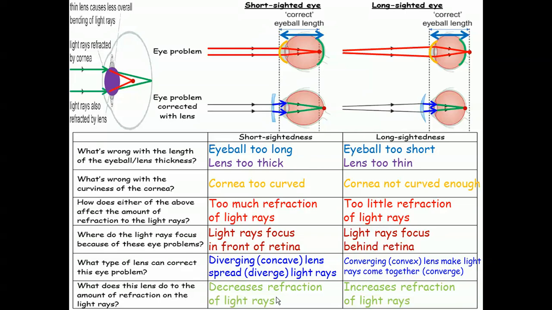And then the same thing for a diverging lens. You could also use the word concave instead. But if you remember, diverging is to spread out the light rays. It's probably an easier word to remember.